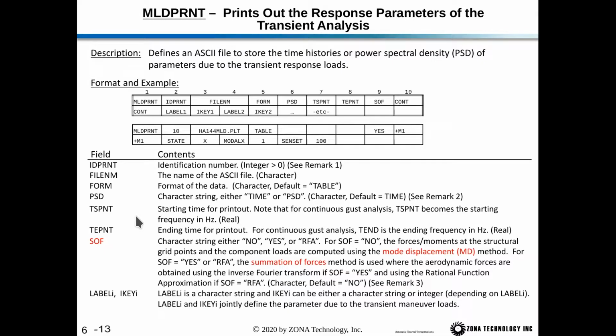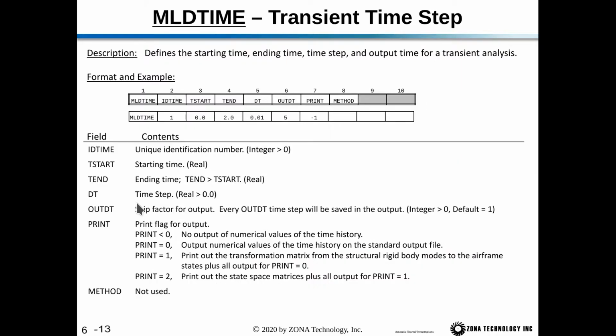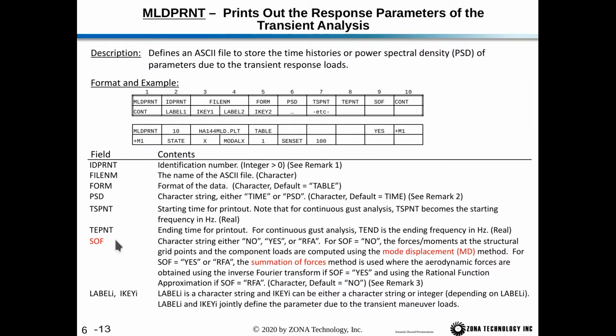TS-PNT is the starting time for the printout. For the continuous gust analysis, TS-PNT is the starting frequency in Hertz. And obviously, TS-PNT must be greater than or equal to T-start from the MLD time card. TE-PNT is the ending time for the printout. And for continuous gust analysis, TE-PNT is the ending frequency in Hertz.